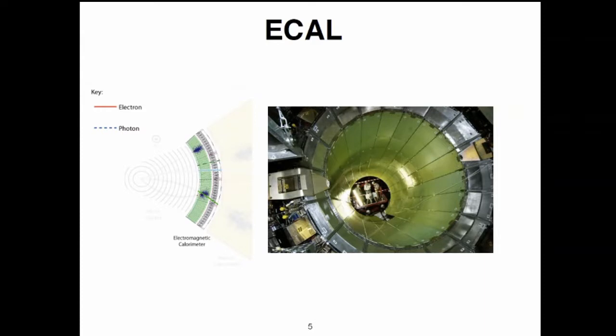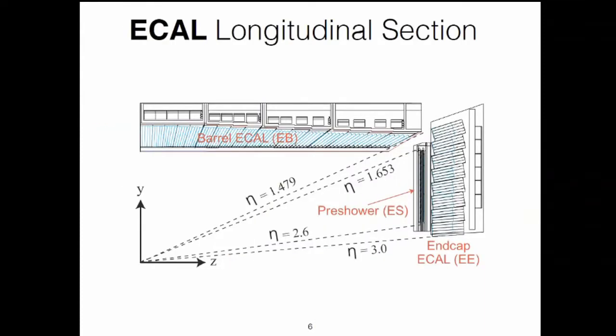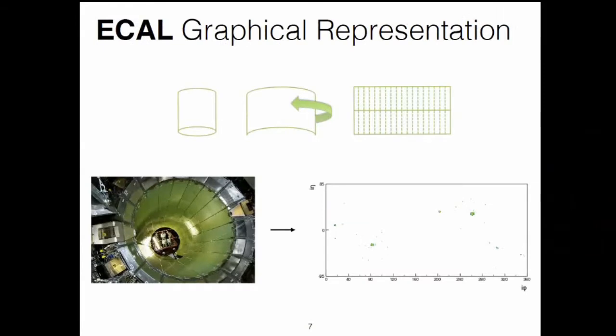Okay? So this is a picture of the ECAL barrel section in green. Just to acquaint you with ECAL a little more, this is a longitudinal section of the ECAL subdetector. Each of these bands here is actually a crystal, and you can see that they tilt inwards. This is the barrel section, and this is the end cap section. Okay. The natural way to turn this into an image is to just unroll the barrel. We restrict ourselves to the barrel first.